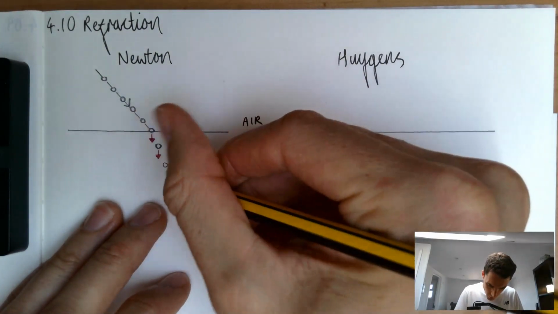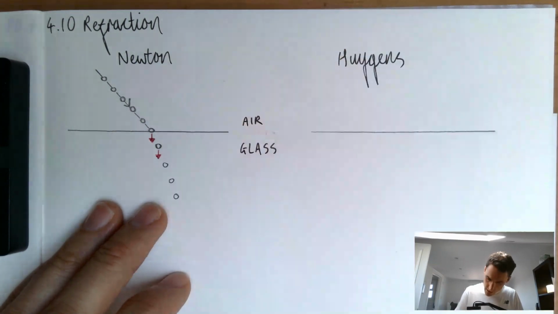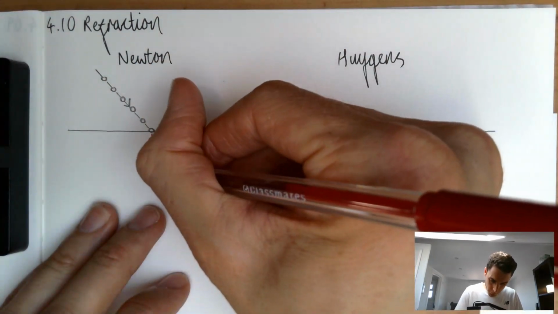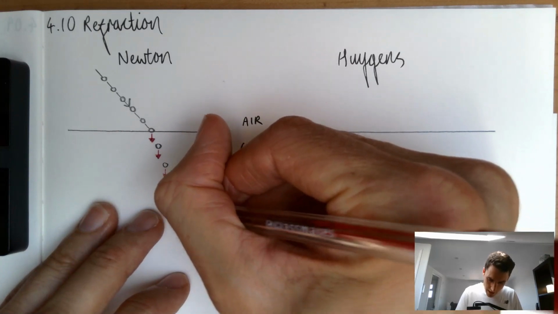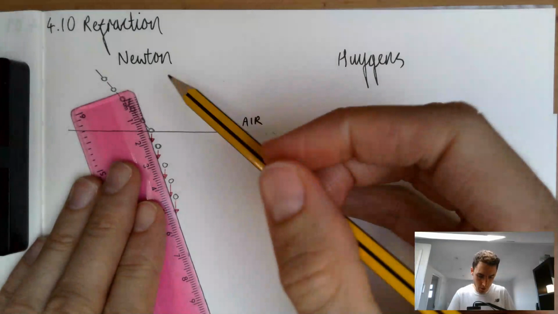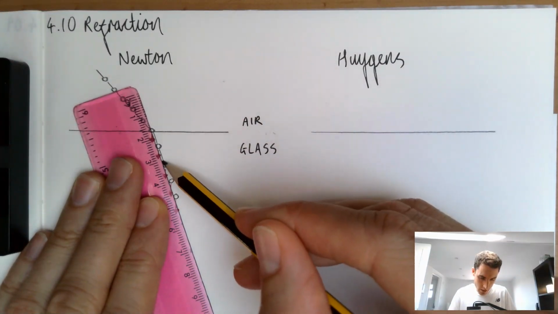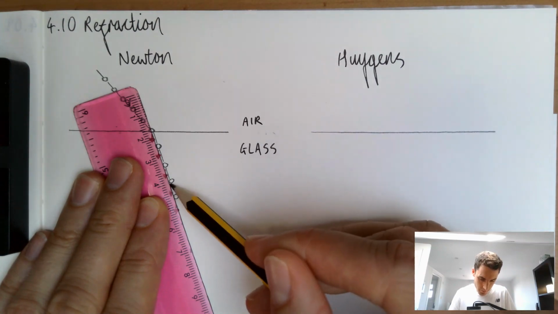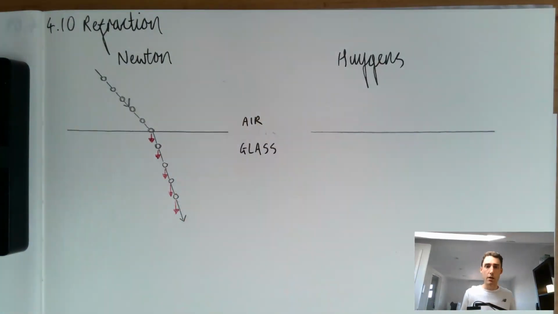So we can draw a few more of these. And hopefully you can see from my diagram that the light ray now appears to have bent towards the normal, like this. It looks something like this. So this is how Newton explained why it is that light refracts.